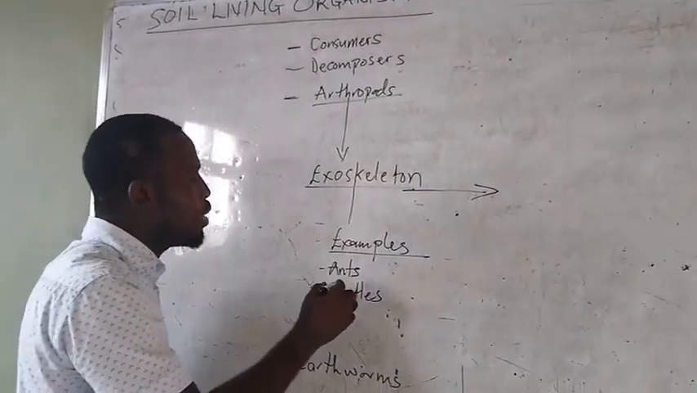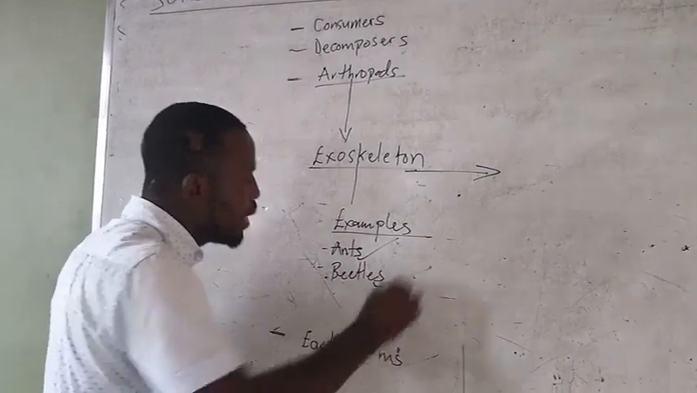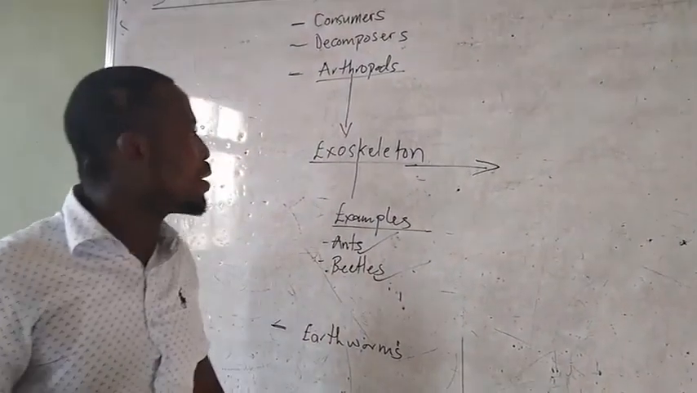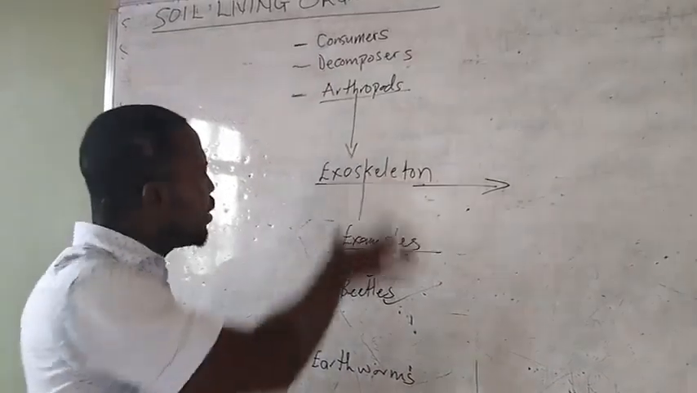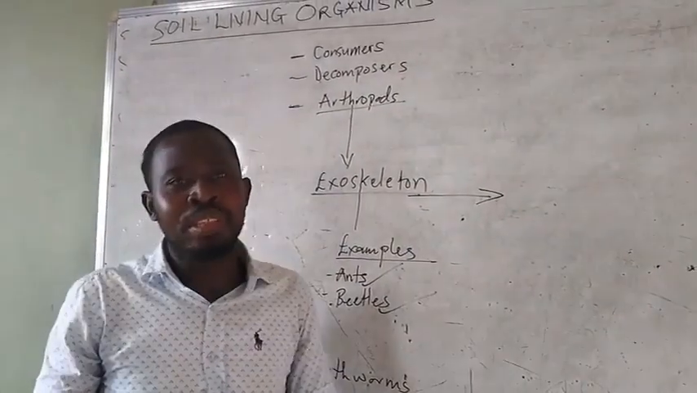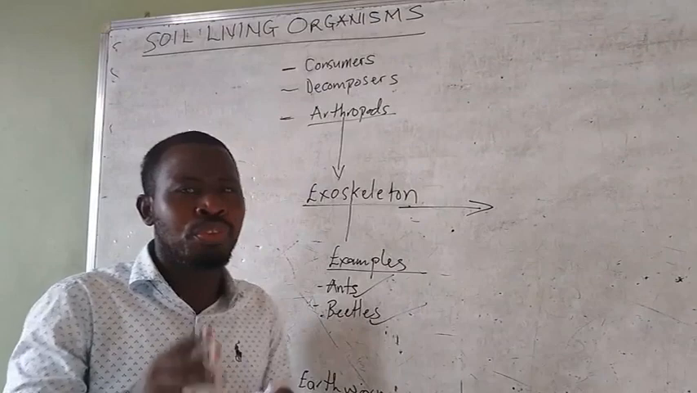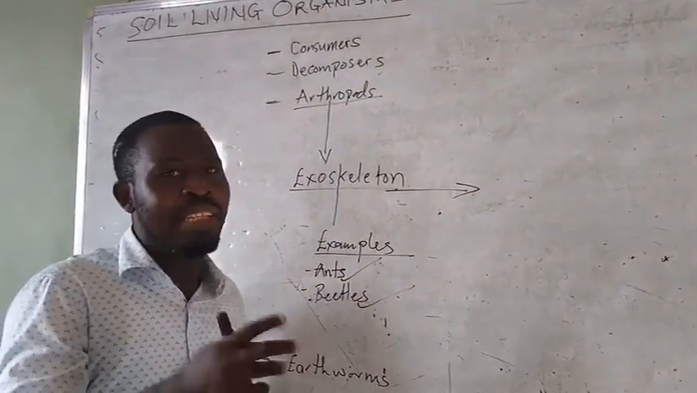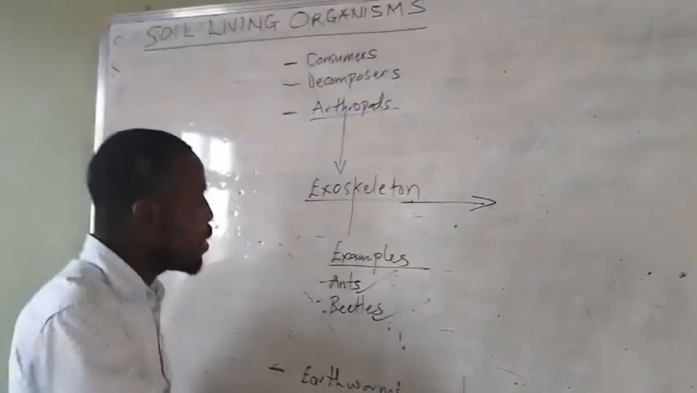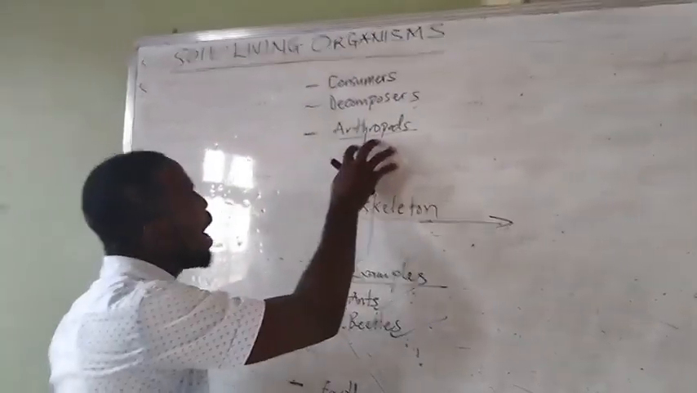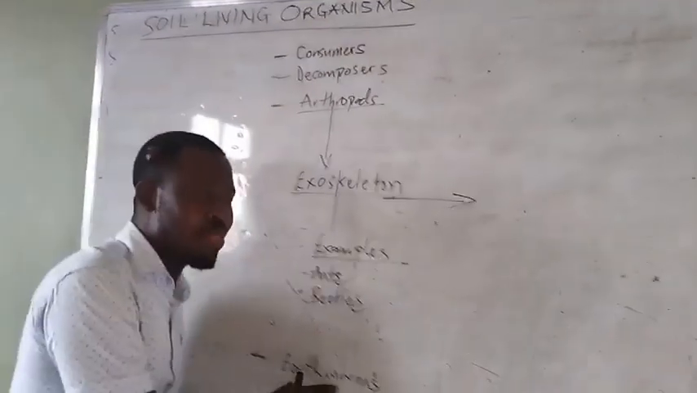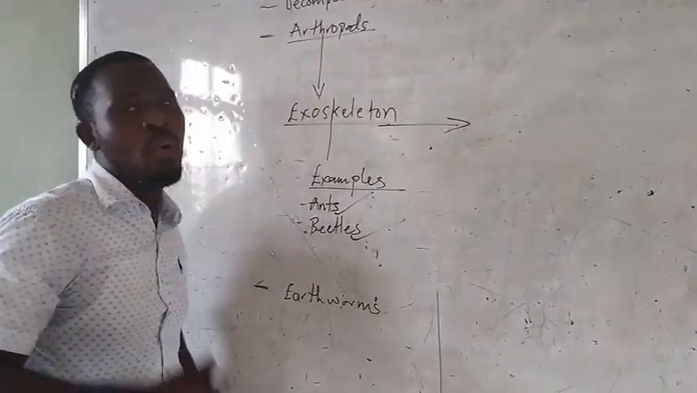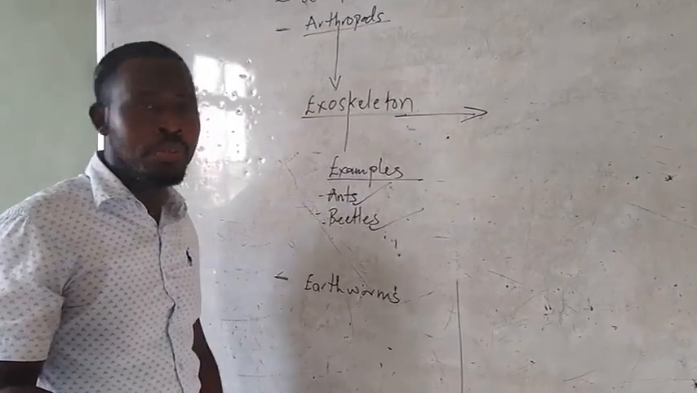Now, major examples are ants and beetles. They have their skeleton outside their bodies. These organisms are all found in the soil and they perform various roles to enhance the fertility of the soil. Right. Now, apart from arthropods, we also have earthworms. Okay, worms in general, but earthworms are common in the soil.